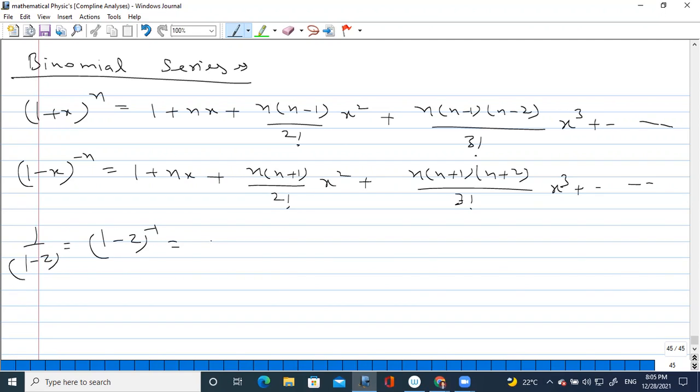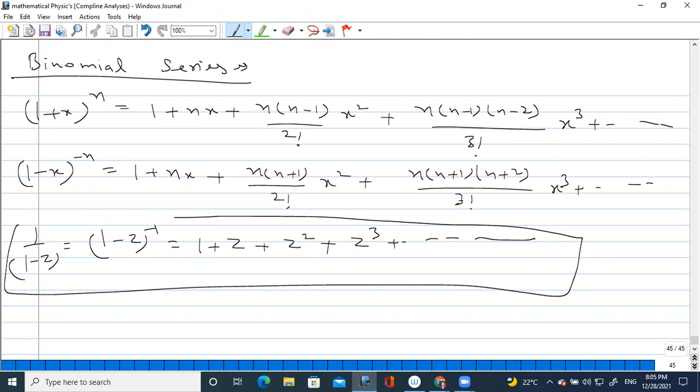To find that series, here n is 1, so you put it in this equation. That becomes 1 + z, and n(n+1) means 2 divided by factorial 2, which is also 1, so that becomes z². Here 1 into 2 into 3 is factorial 3, so factorial 3 by factorial 3 is 1, and the answer is z³. That's why I have used this equation. These two formulas you must remember. Note this down.